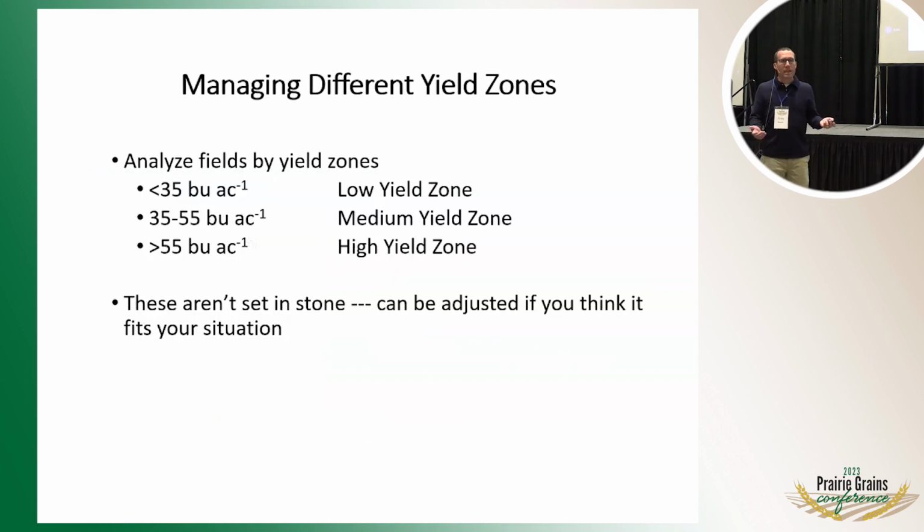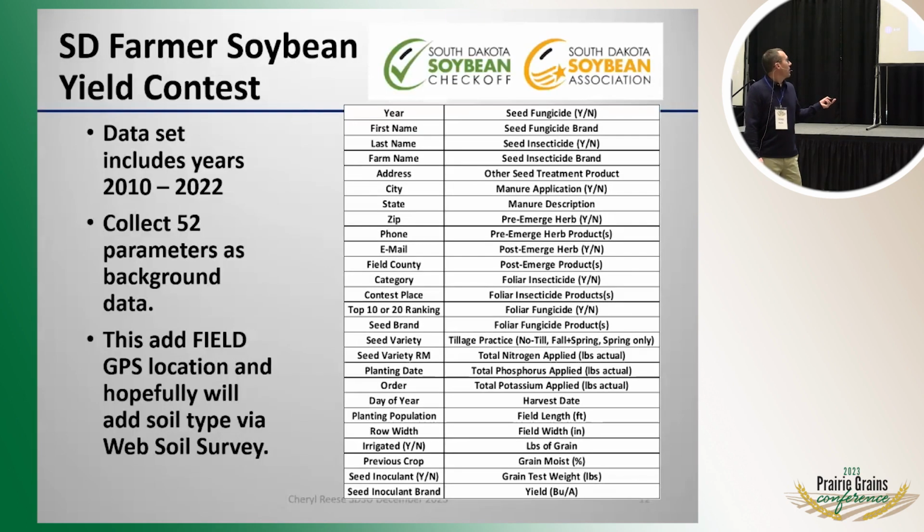To do that, we typically analyze the statistics by yield zone. We break fields out into zones. These are arbitrary, you can assign whatever you want, but we use 55 bushels plus for our high yield environment in South Dakota. 35 to 55 we classify as medium, and below 35 is considered low. So that's what we have.